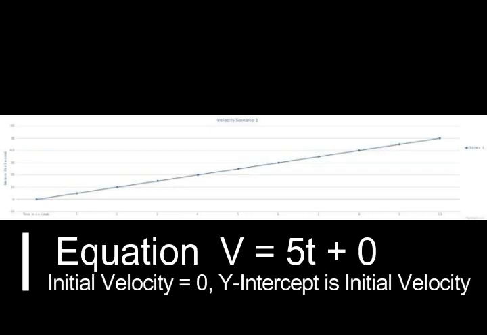The velocity graph is a y equals mx plus b graph. The equation is velocity equals 5t. You'll note that the rate of change of the velocity graph is the value of the acceleration.